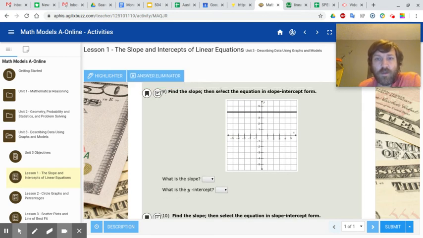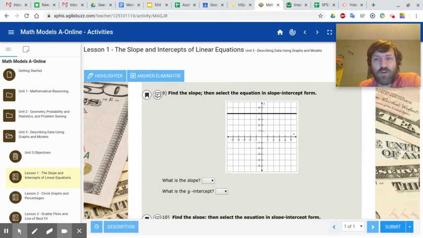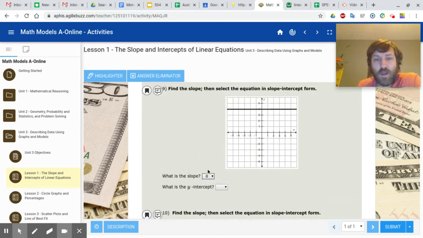Find the slope, then select the equation in slope-intercept form. Well, some of these are going to be weird ones, and they've done that on purpose. They wanted to make sure you understand these special cases for slope. One is when it's a horizontal or vertical line. If it's a horizontal line, it means that the slope is 0. And if it's a vertical line, then the slope would be what we call undefined. So we can see right here that the slope is 0, and that's that flat line. There is no slope. There's no increase or decrease on that line.